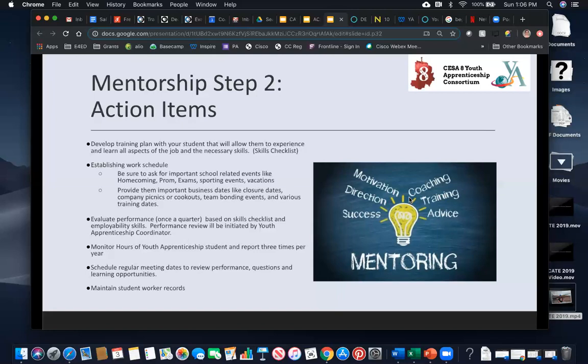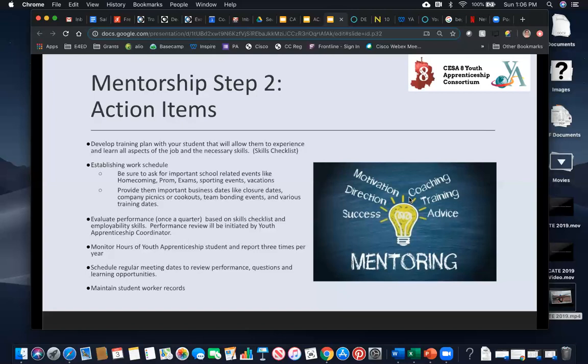The first one is going to be more introductory, and then twice during the year, probably around the January timeframe, and again in May, you will be actually scoring that student based on their skills checklist and employability skills. So a performance review will be done at those meetings. You should monitor the hours of the youth apprenticeship student and report again 3 times during the year where that student is with regard to their 450 hours, to make sure that they're on track by the time that they are done with the school year.